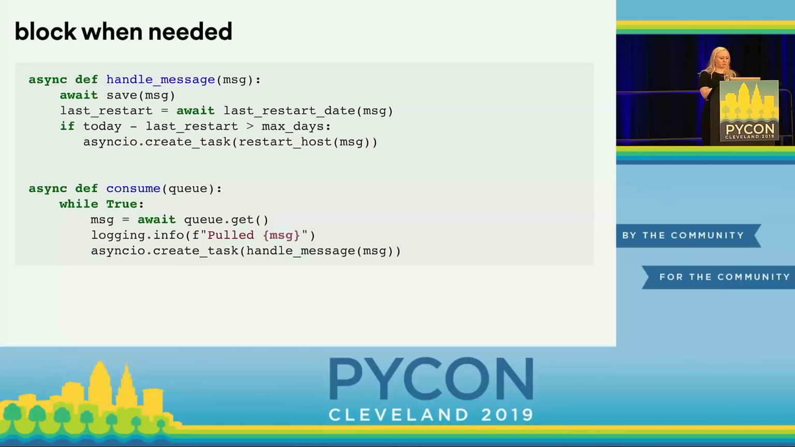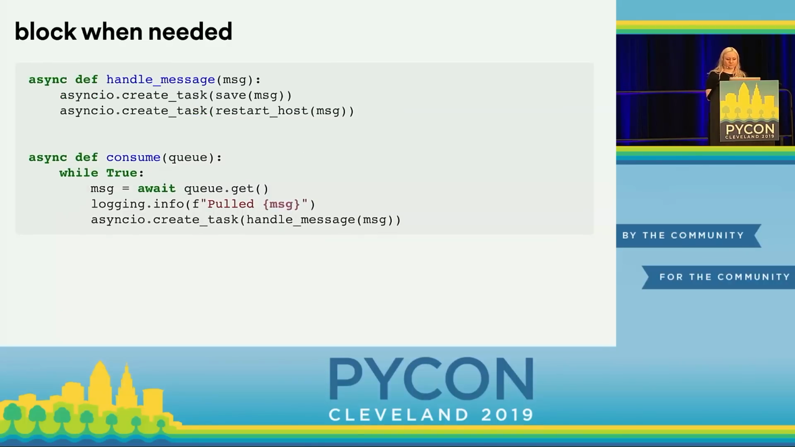So with that in mind, I'm going to put all this message-related logic in a separate coroutine, so we still don't block the consumption of messages. Saving a message shouldn't block restart host if needed, so we're going to make that a task again. And we're just going to remove the uptime check and restart hosts indiscriminately because YOLO.